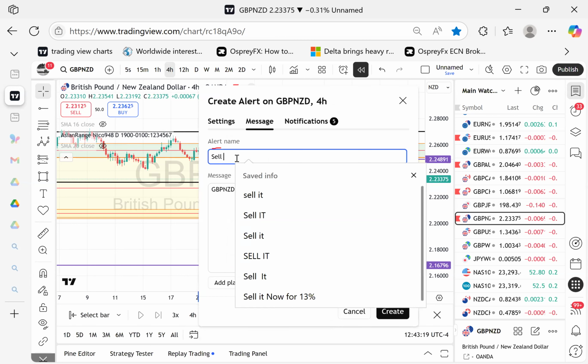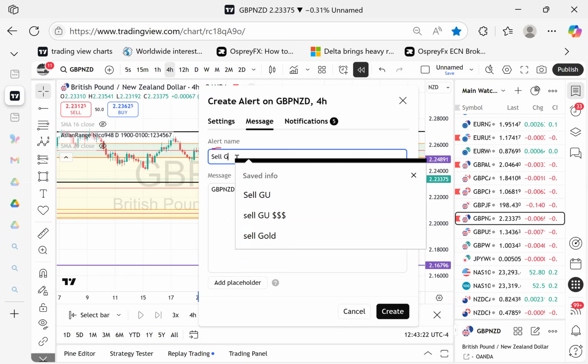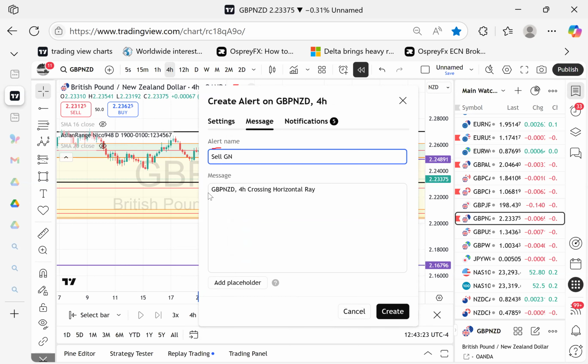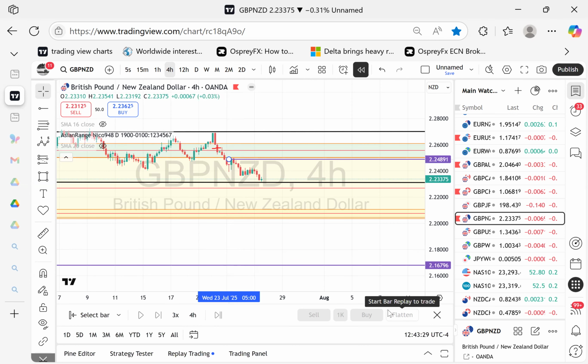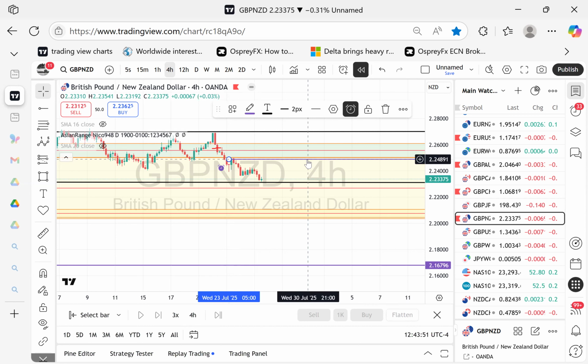Sell GN. Sell. Create. I can go to the park. I can go shopping, bowling, go with my woman to get her hair dyed, get her feet done, whatever. You can do whatever you want, and your alert is going to go off when price is in your zone. Once the alert goes off, you say, oh okay, I remember this trade. I just got to see if I get a change of character here or if price is going to go higher.